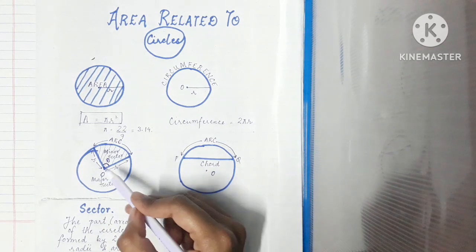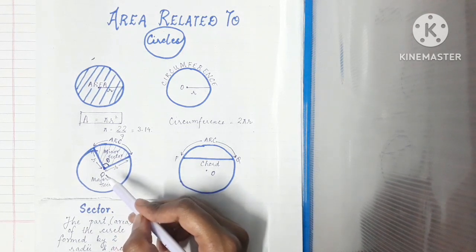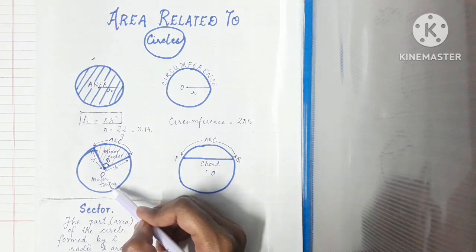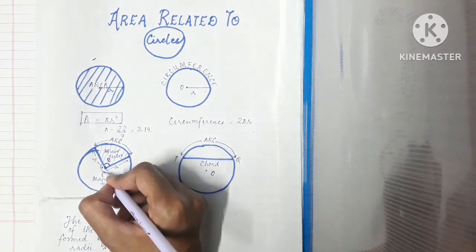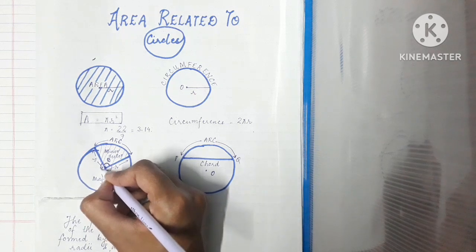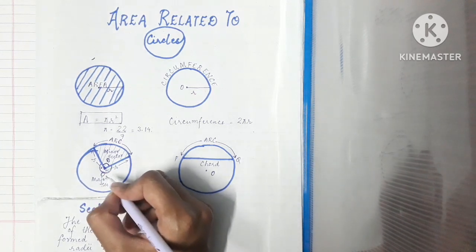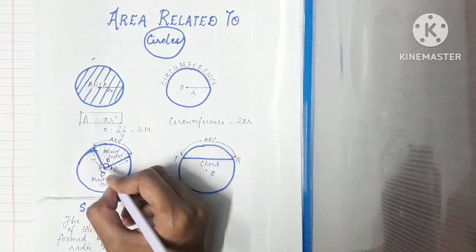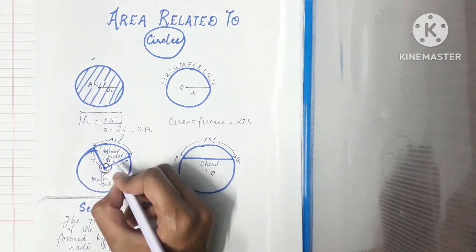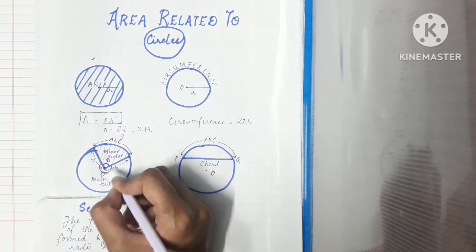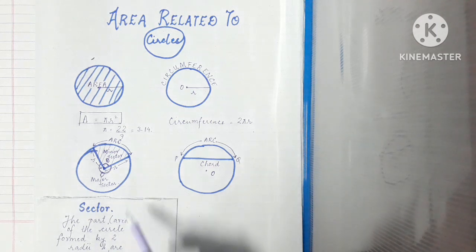So theta is the angle of the minor sector, and if I ask you the angle of the major sector, the angle in the major sector is this angle, right? How can we find this angle? The complete angle is 360 degrees. So it is 360 minus theta. If theta, the angle in the minor sector, is given, then you can find out the angle of the major sector. So this is all about a sector.